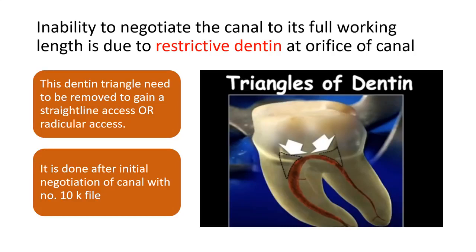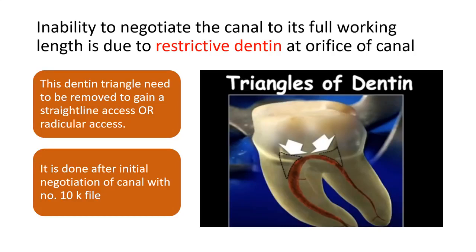This dentin triangle projects itself to the opposite side of whichever canal you are approaching. For example, the dentin triangle of the mesial root extends towards the distal, and the dentin triangle of the distal root extends towards the mesial.